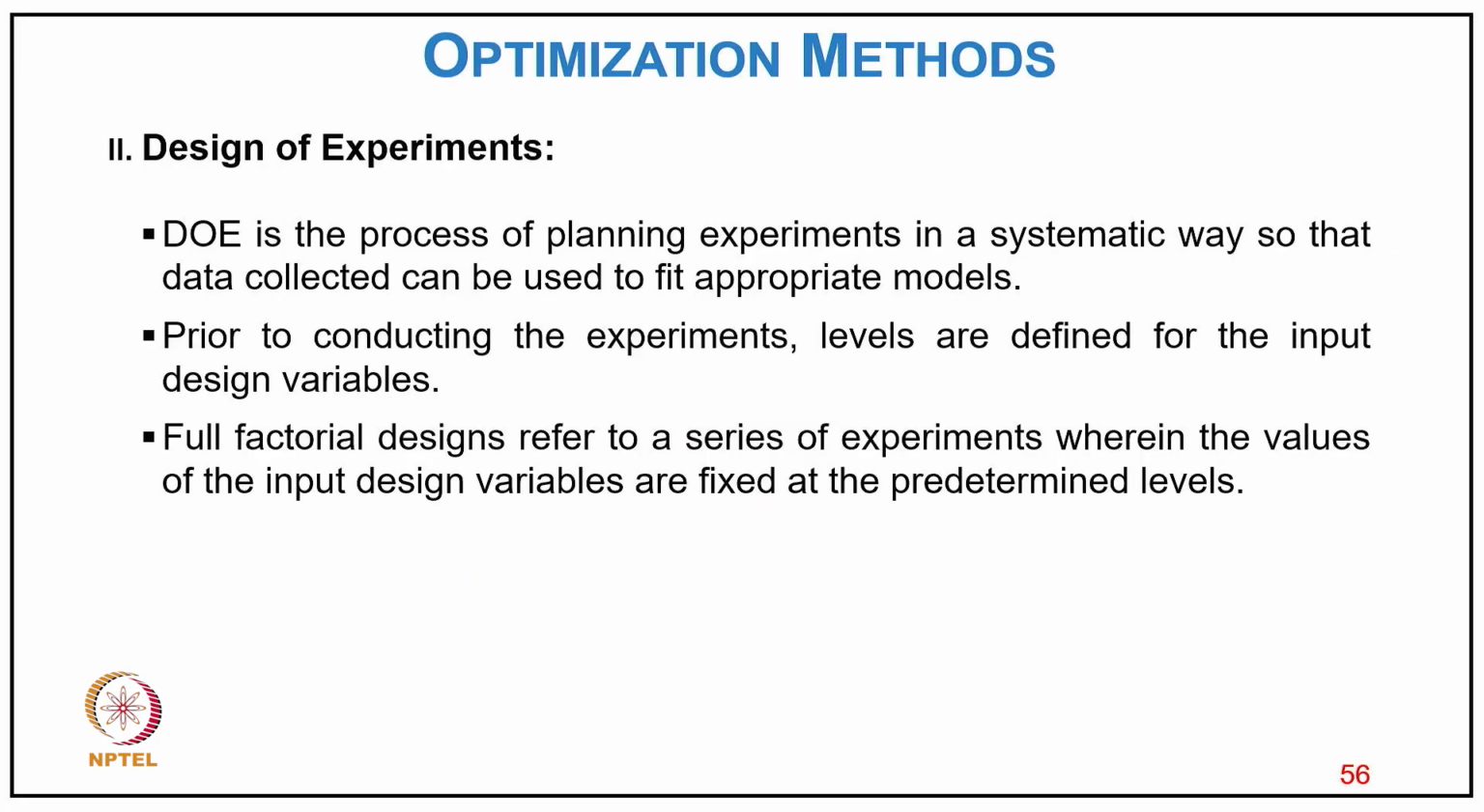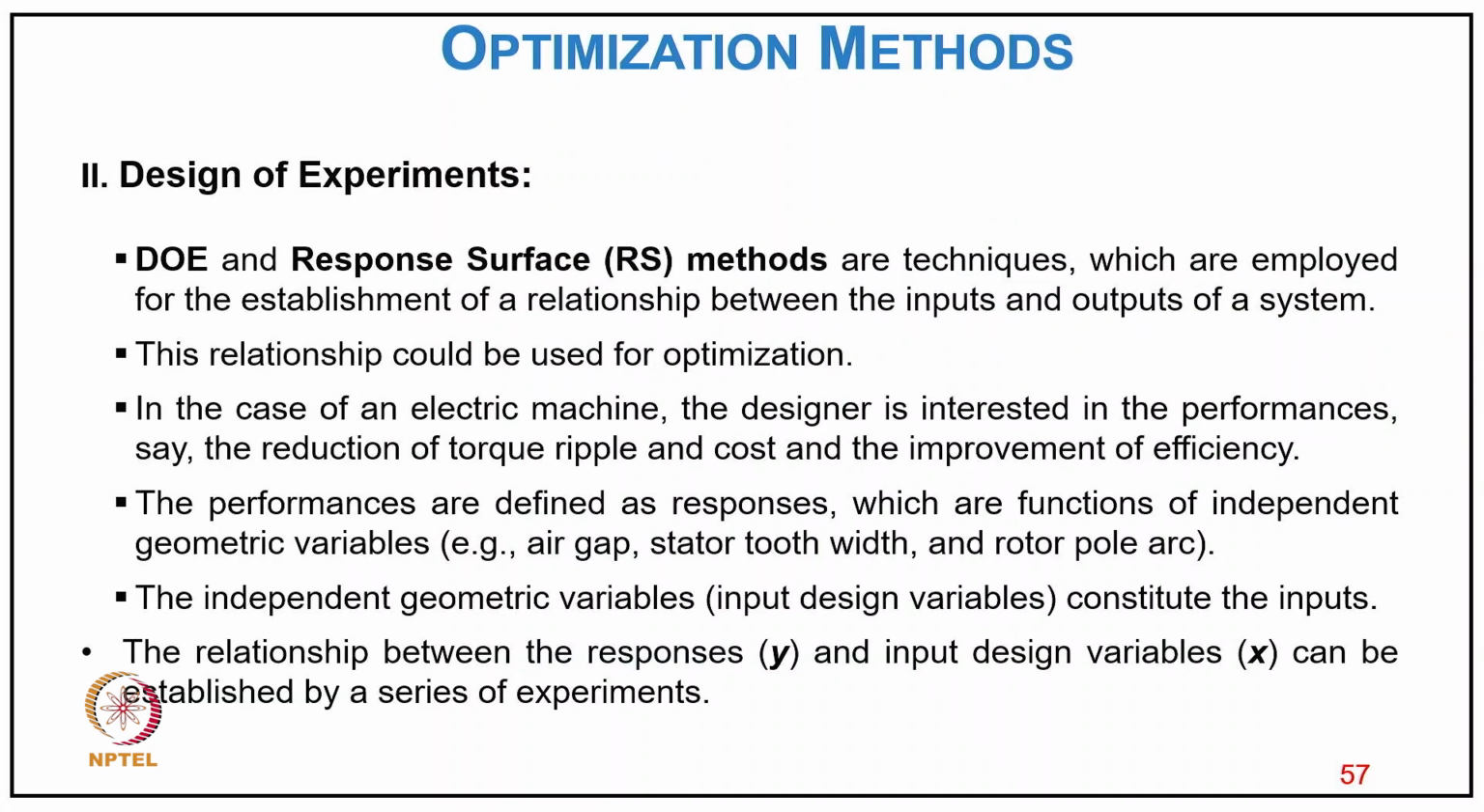Coming now to the method of design of experiment, popularly known as DOE, it is the process of planning an experiment in a systematic way so that the data collected can be used to fit appropriate models. Prior to conducting the experiment, levels are defined for the input design variables, and full factorial design refers to a series of experiments wherein the values of the input design variables are fixed at predetermined levels. DOE or response surface methods are techniques employed to establish the relationship between the input and output of the system, and this relationship can be used for optimization.